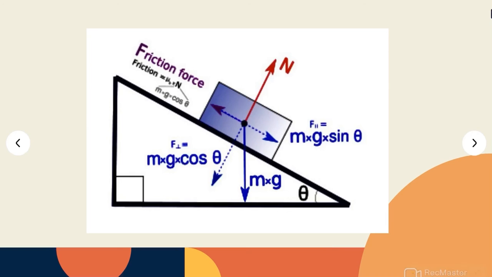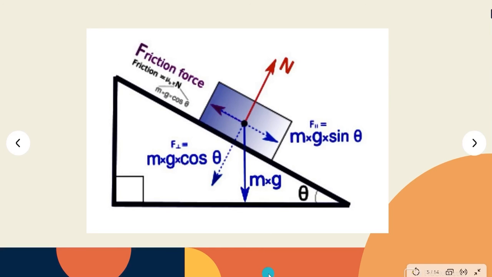This is a free body diagram of the previous experimental setup. We have the normal force acting perpendicular to the surface and the weight mg that acts in the downward direction. The weight will then be resolved into two components, which are mg sin theta parallel to the inclined surface and mg cos theta perpendicular to the inclined surface. There is also a frictional force parallel to the surface but opposite in direction to the resolved force mg sin theta.